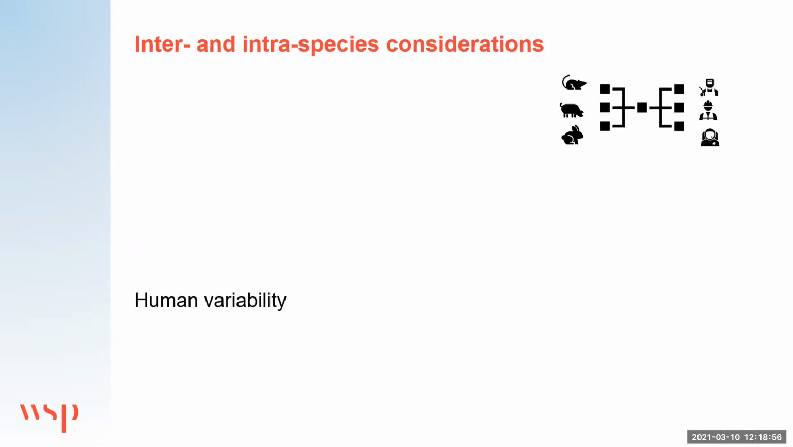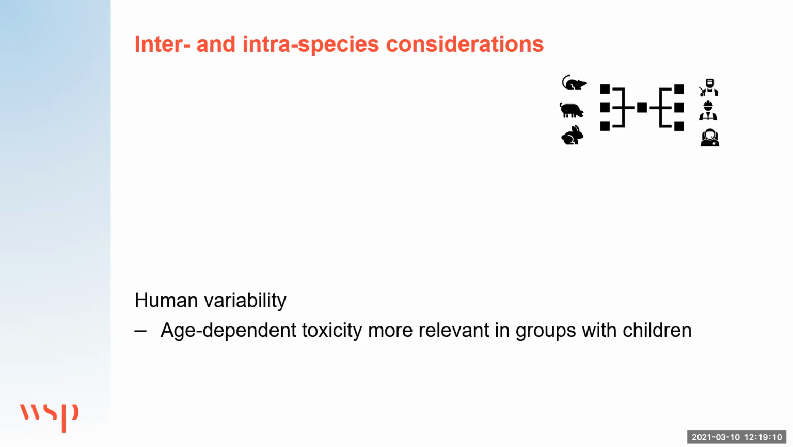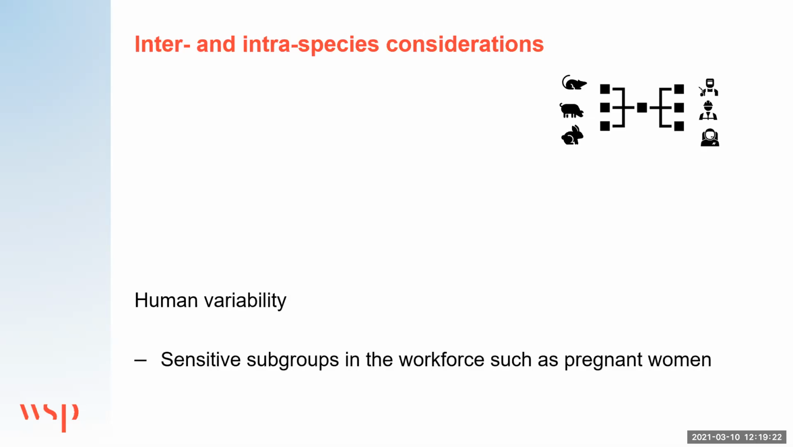There's also human variability. Toxicity is often, for some compounds, age dependent. The younger and more immature the person, the more different the response is to that of an adult. So in regards to the workplace exposure standards, we're not dealing with children because the group are working adults, but there are also sensitive subgroups in the workforce, such as pregnant women. So there are some considerations when looking at the data.